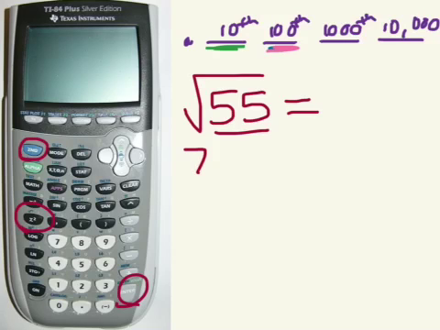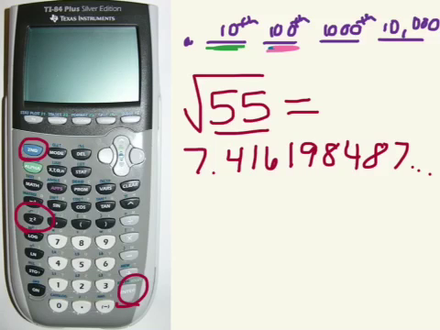and when I hit enter, it's going to equal 7.4161984887, and it'll go on and on. Now I'm going to need to approximate this to the hundredths place, because that's what my problem said. So I'm going to first find the hundredths place.